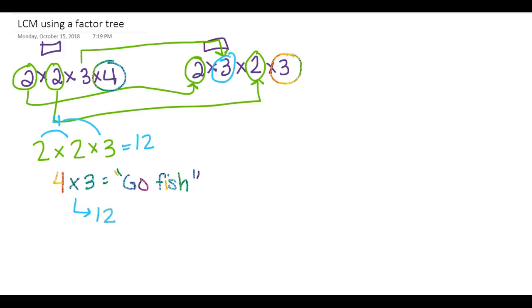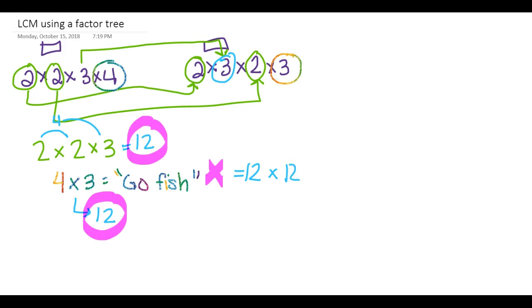So what I need to do now is I'm going to take my set numbers and my Go Fish numbers, and I need to multiply those. And when I multiply those two together, 12 times 12, which equals 144. And so that is my lowest common multiple of whatever the numbers were that I used. Remember, I was kind of making that up.